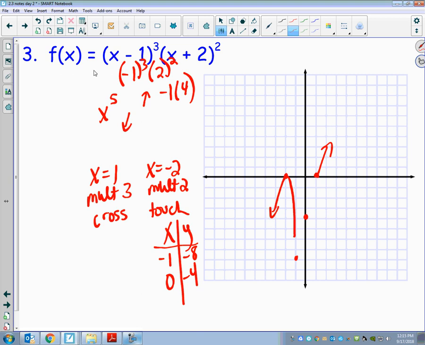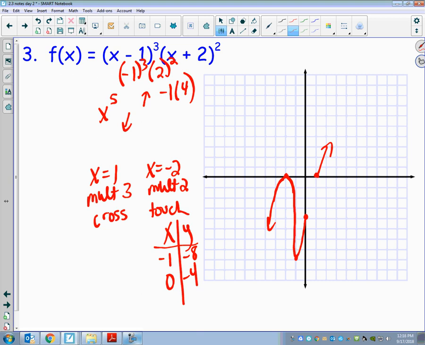So smooth curves, no jagged edges. So I'm going to go back and erase this a little bit because I want to make it look nicer. I know that I want this to kind of flatten out a little bit, but not too much. And this side's going to go down. This one's going to come down and turn up like this.